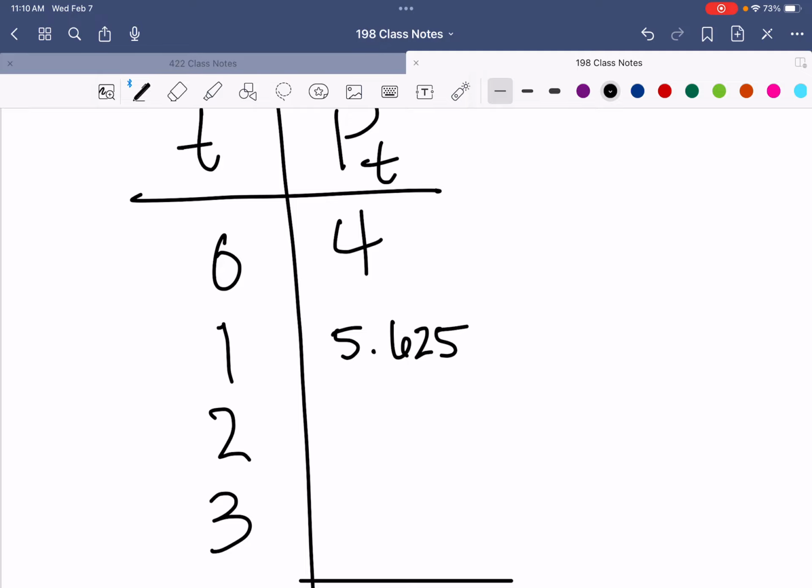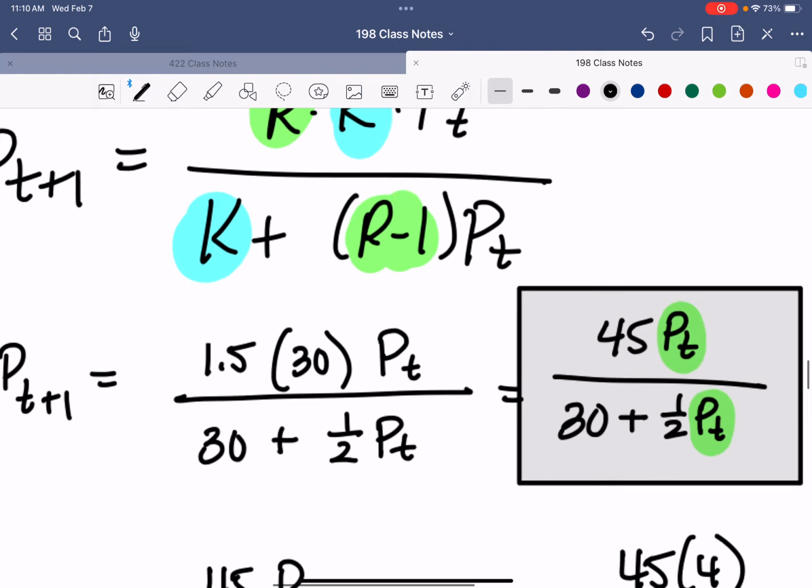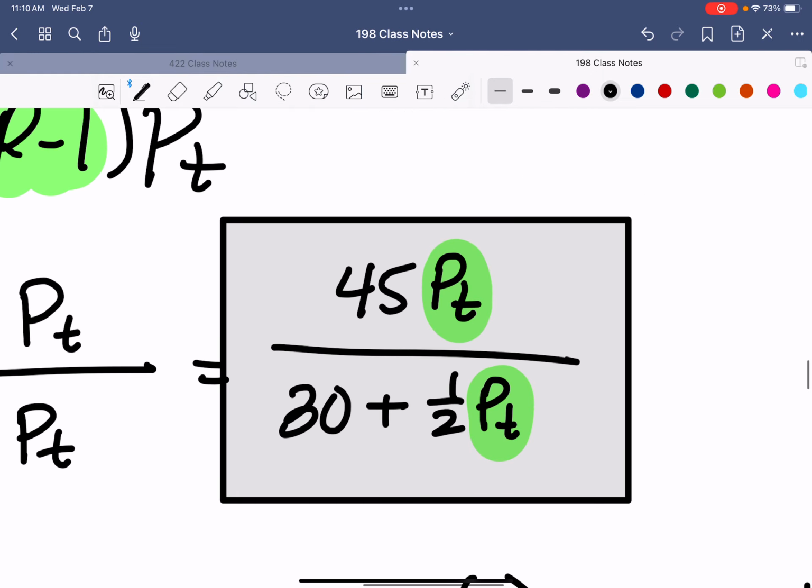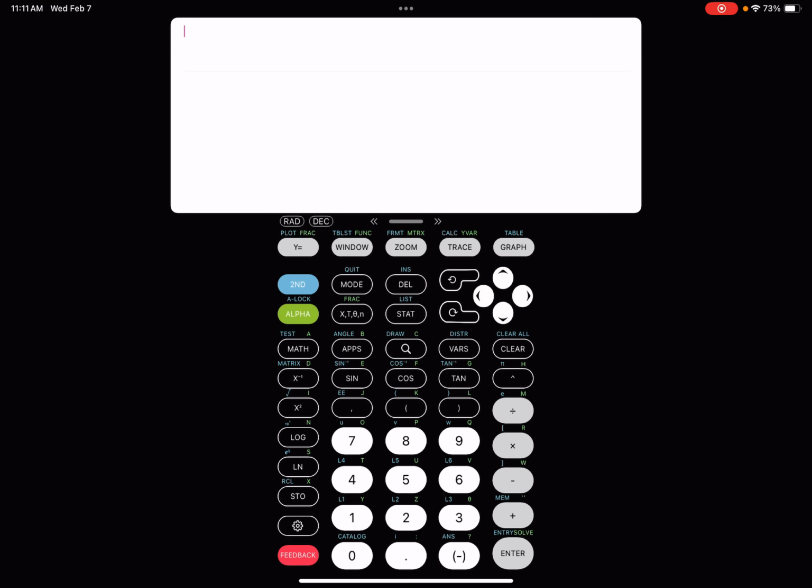And then I'm going to go over here to my formula that's in the box, and I'm going to type this into my calculator using appropriate parentheses. But instead of using PT, I'm going to use A. So I'm going to open with 45 times alpha A divided by parentheses 30 plus 0.5 times alpha A. And I'll show you this in one second once my calculator app finishes. Oh, there it is. Beautiful.